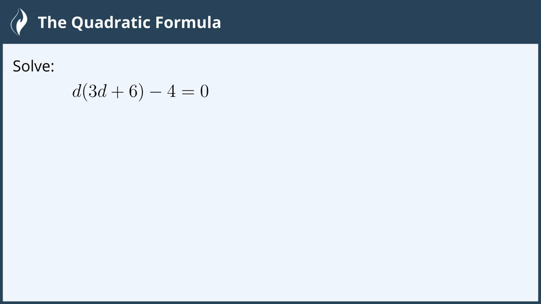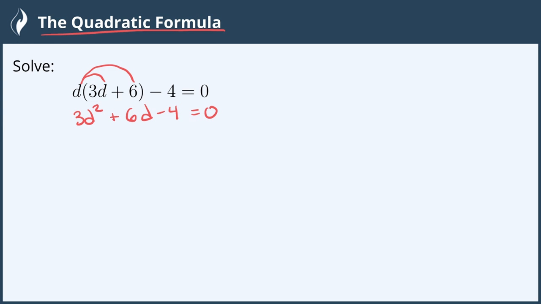Where we have this d inside the parentheses and on the outside, let's go ahead and do the distributive into the parentheses. And so let's go d times 3d, which gives us 3d squared, and then d times positive 6 is plus 6d. Then subtract 4 equals 0. Now we have a quadratic equation and we can go ahead and solve it. Unfortunately for us, this one doesn't factor very nicely, so we're going to use something called the quadratic formula.